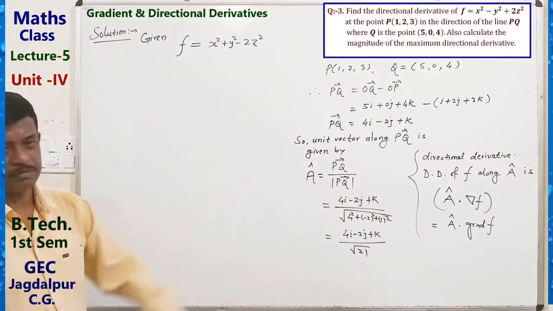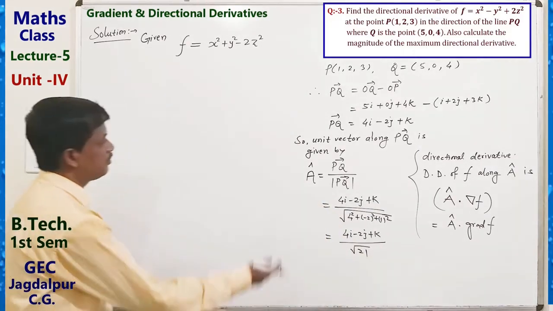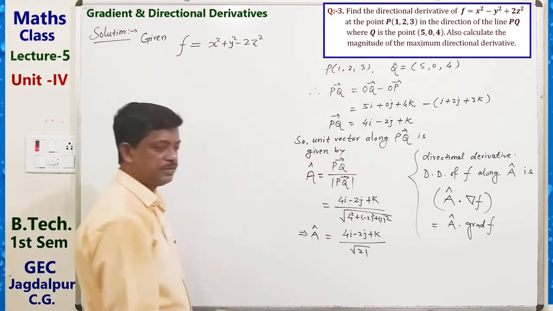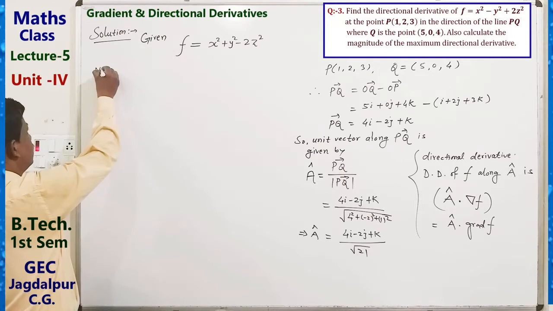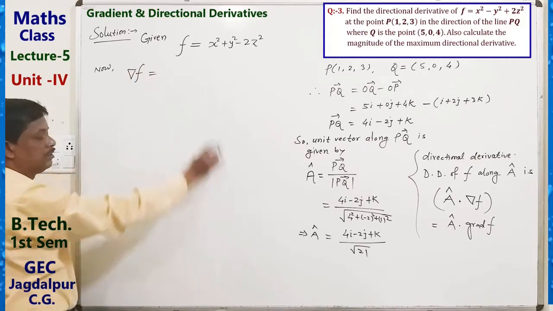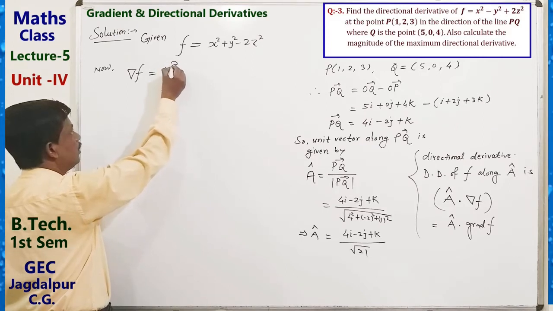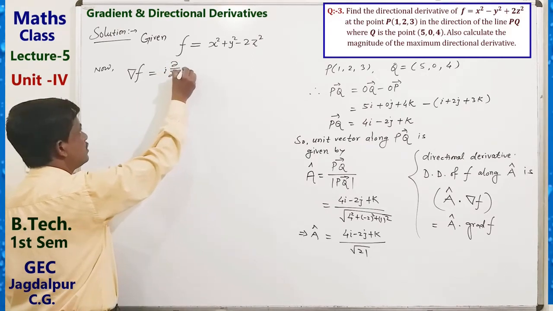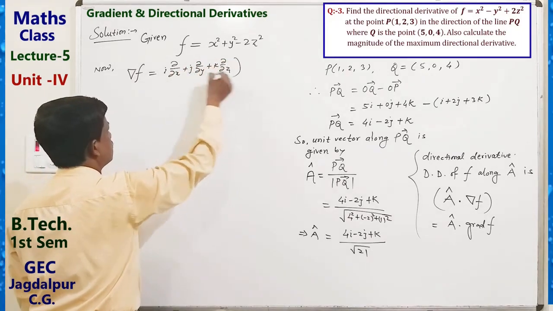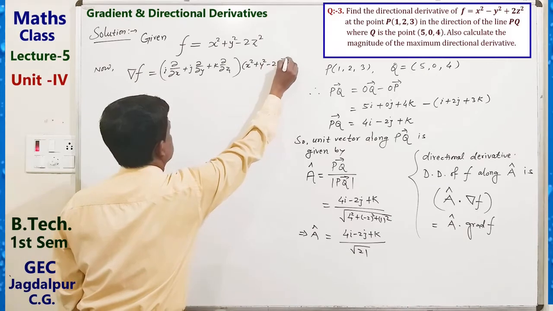Clear? This is a cap. Now, our formula for finding the directional derivative will be this. Here a cap is this. Now del F equals i del/del x plus j del/del y plus k del/del z operator on f, which is x square y square minus 2z square.